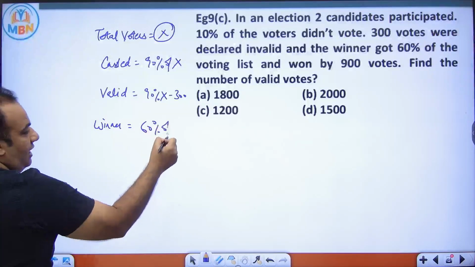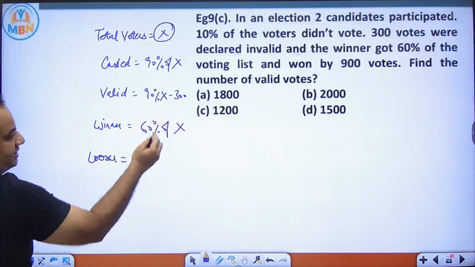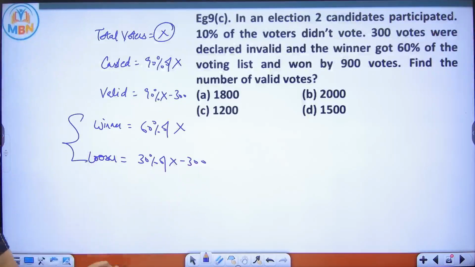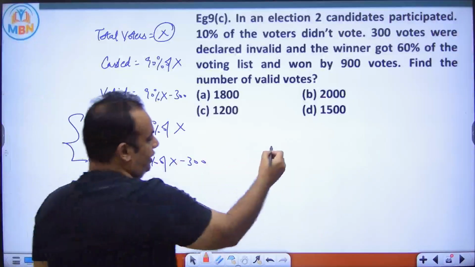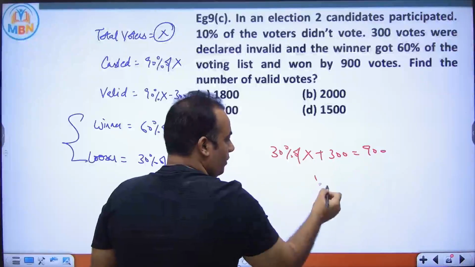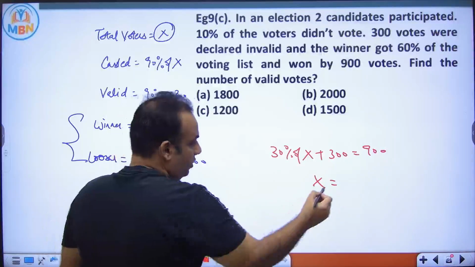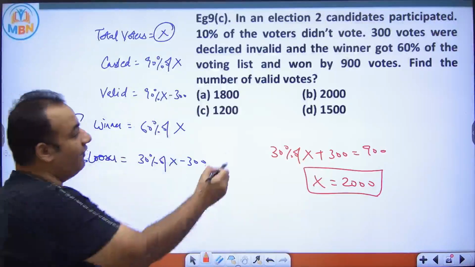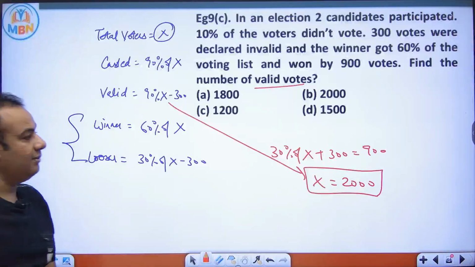Now to get the votes of the loser, what do you have to do? Valid votes minus winner. You get 30% of X minus 300. Now the difference between these two values is given as 900. So when you take the difference, 30% of X plus 300 is 900. So from here you get 600 is 30% of X, so X is 2000. Now these are the total voters, but they are asking the number of valid votes. Valid votes is 90% of this minus 300. So 1800 minus 300, 1500.